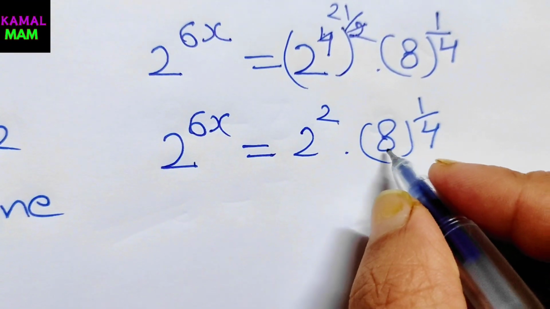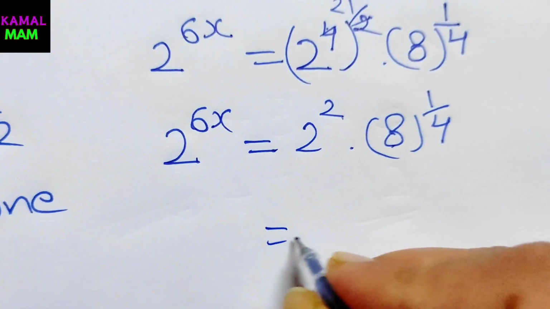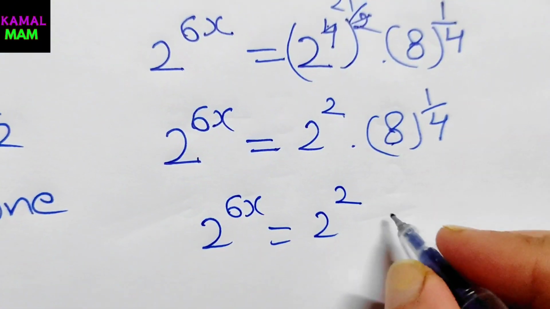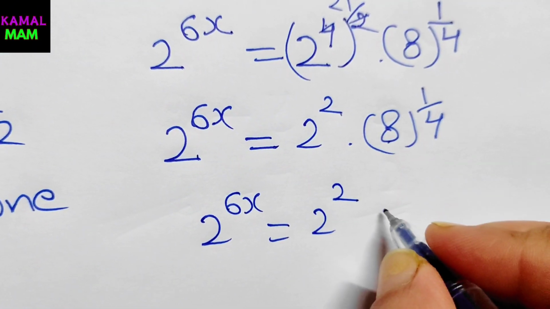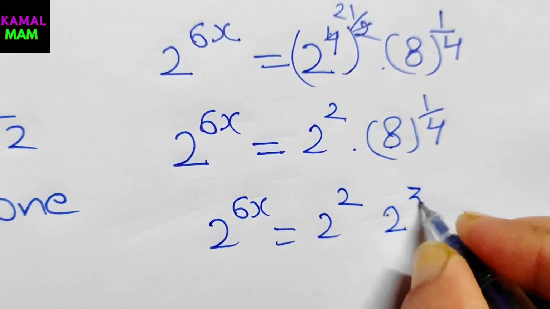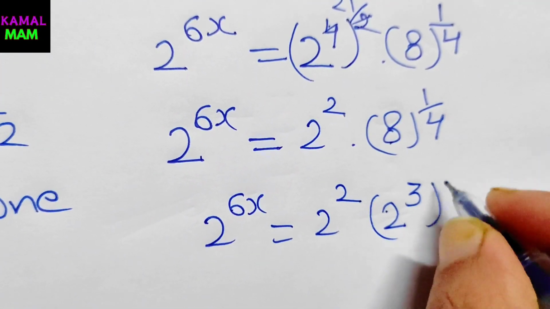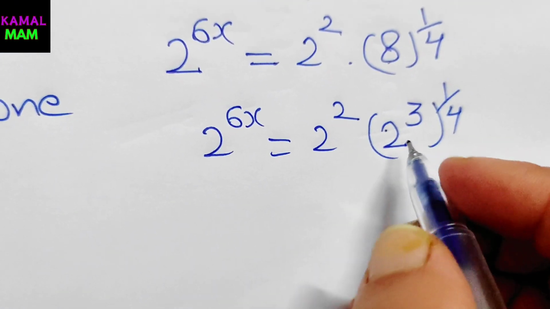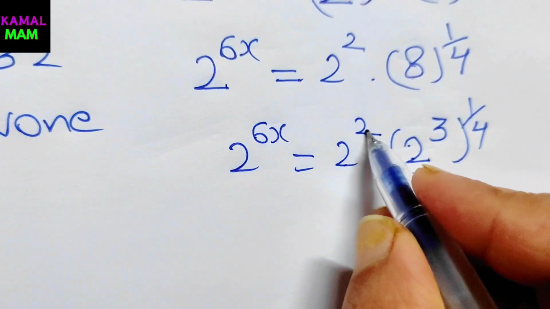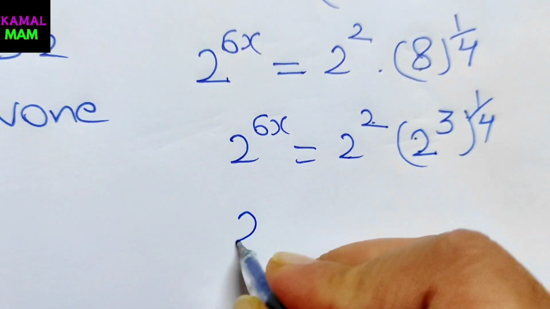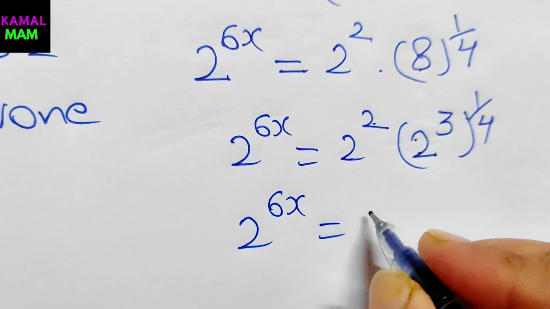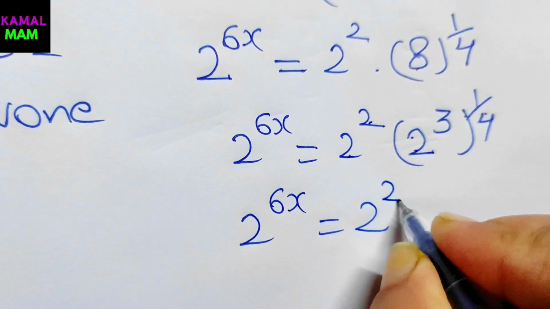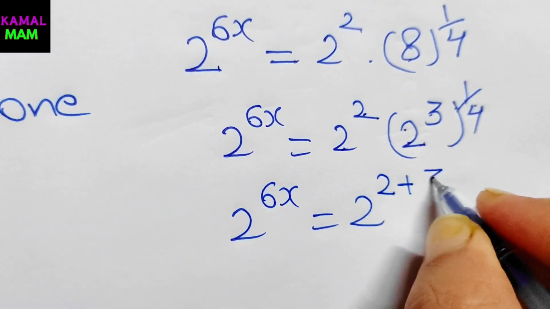So we can also write 8 in terms of 2. How can we write it? This will become the same here. It's 2 whole square, and we can also write 8 in terms of 2: 2 raised to power 3 is 8 here. Its whole power will be 1 by 4. So in the next step, as the base is the same, we can add up these powers. So 2 raised to power 6x is equal to, as the base is the same, we add this: 2 plus 3 by 4 here.